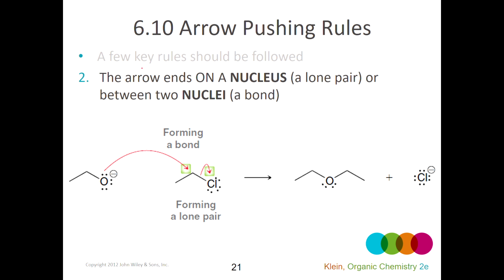The arrow starts on a pair of electrons, the arrow ends on a nucleus, or in the space between two nuclei. So if those electrons are going to end up as a lone pair, the arrow points to the atom that lone pair is going to exist on. If the electrons are going to exist as a bonded pair, then the arrow points to the atom where that bond is forming.